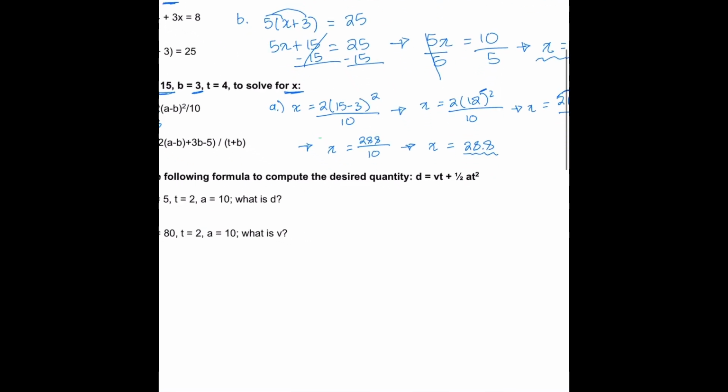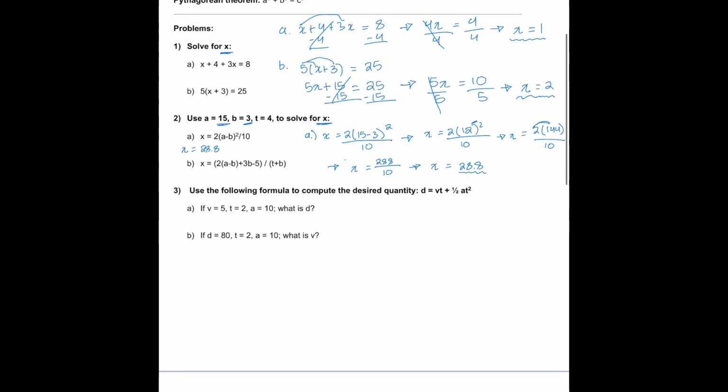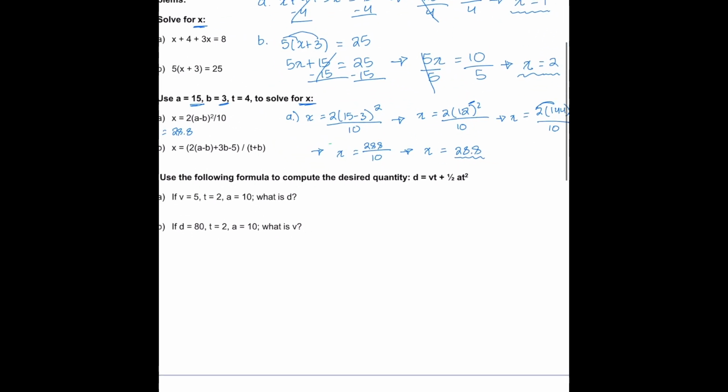I know this probably took up a lot of time, but it's okay. We can figure this out. So now for part B, I'll just go ahead and erase that here.